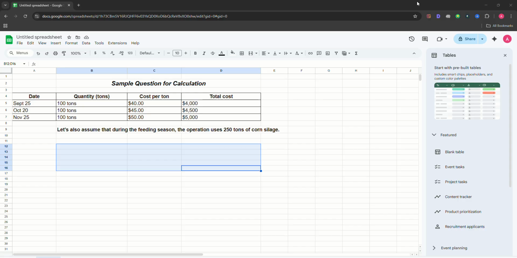So basically what I'm going to do is find out the cost of goods sold and ending inventory with the help of the last in first out method, in short form called LIFO.